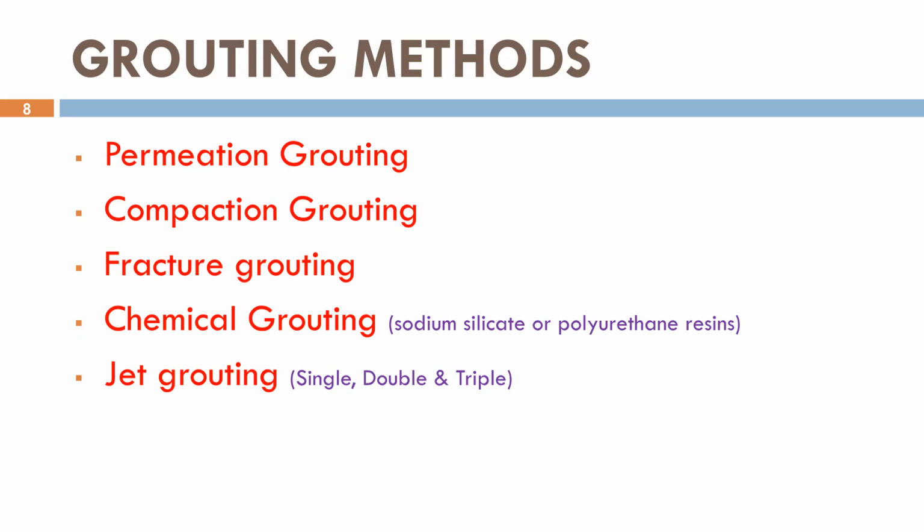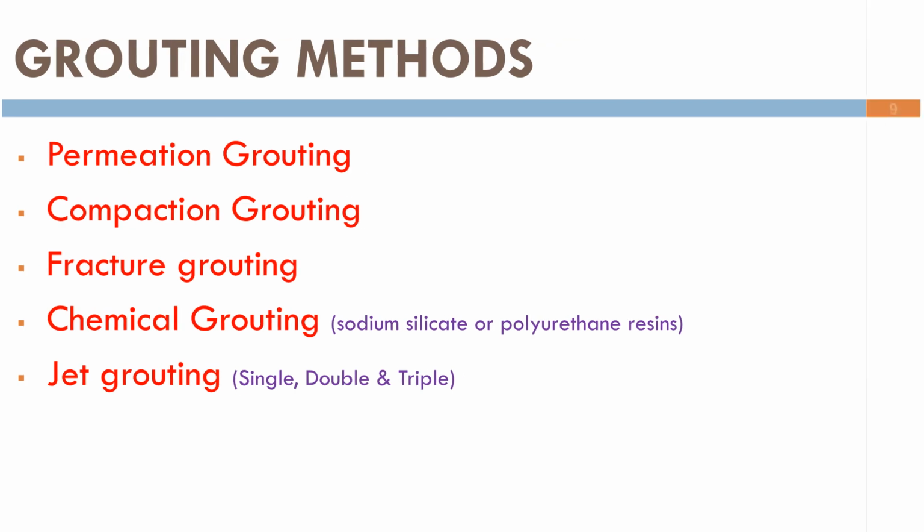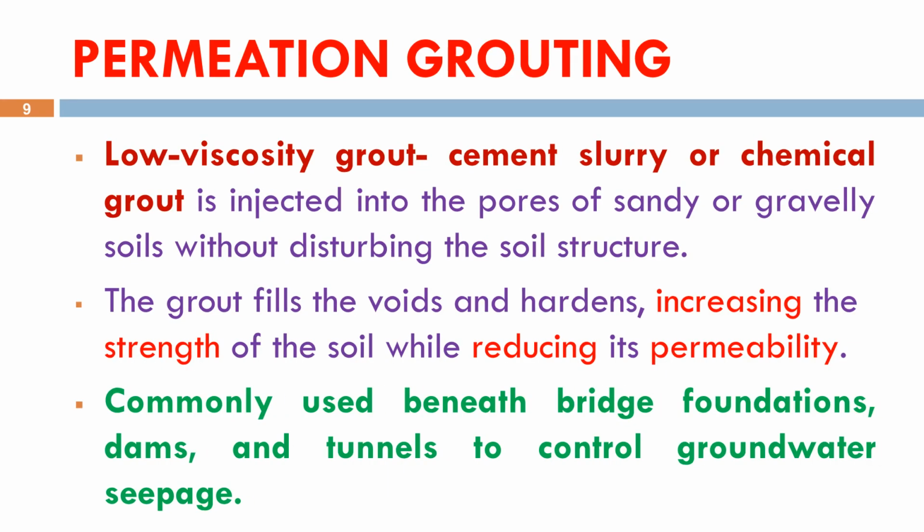Engineers select the appropriate method based on factors such as soil type, groundwater level, required strength, and project requirements. Understanding these methods helps engineers improve weak ground conditions and ensure safe and durable foundations. The first method is permeation grouting.